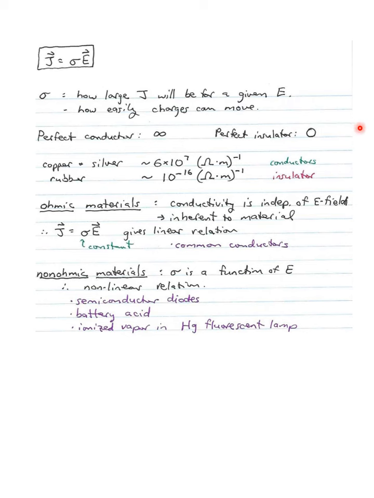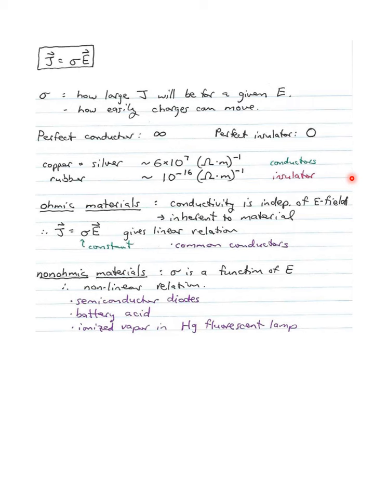Now, for example, typical values: copper and silver have a conductivity of about 6 times 10 to the 7th, and the units are ohm meters to the -1, and that's typical of conductors. An insulator would have a very low conductivity. Rubber, for example, would be on the order of about 10 to the -16 ohm meters to the -1.